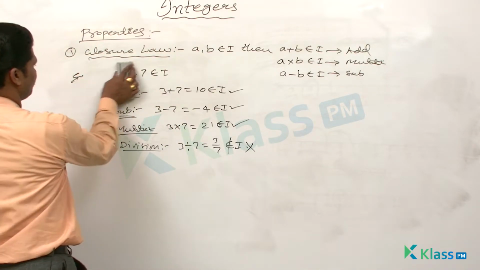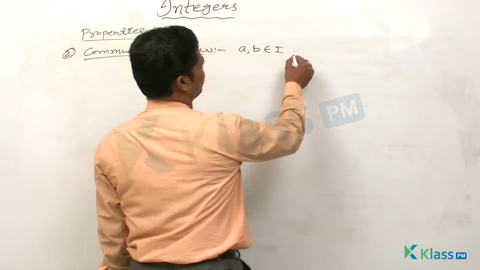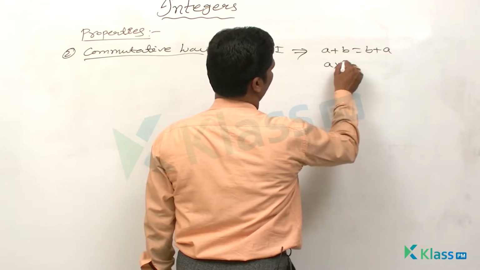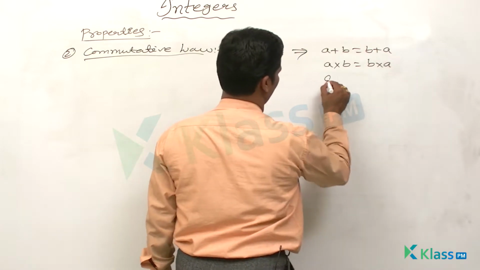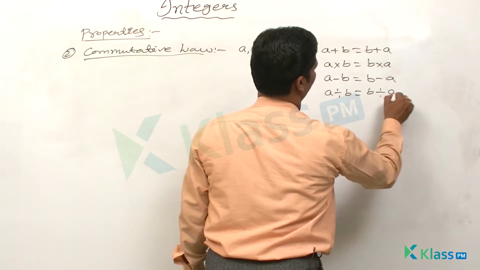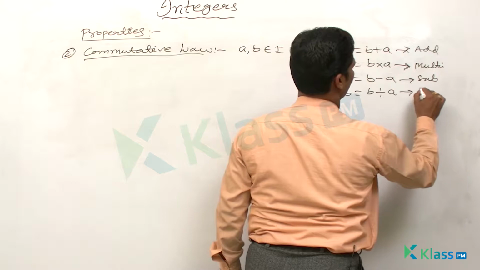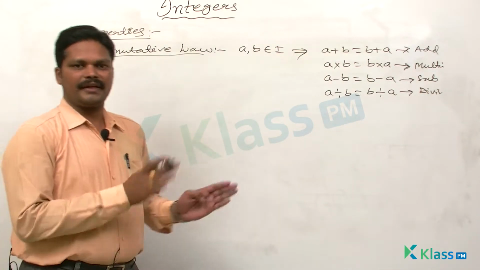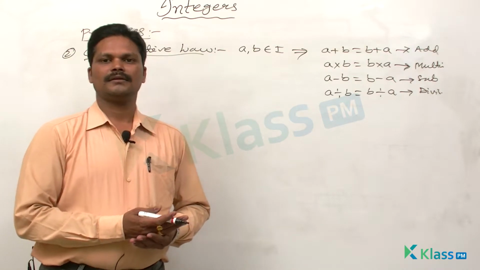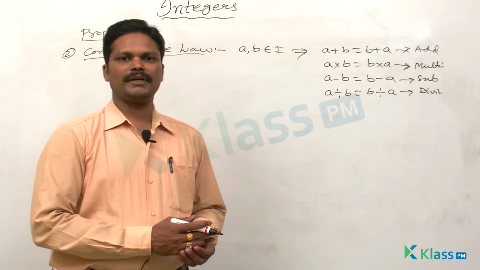Coming to the next property, the second one, the commutative property or law. Here also we are taking only two integers. What we are doing here: a plus b is equal to b plus a, or a into b is equal to b into a, or a minus b is equal to b minus a, and a divided by b is equal to b divided by a. This is for addition, this is for multiplication, this is for subtraction, this is for division. Here also we are taking two integers, but if we reverse them, if we add a to b or b to a, both ways the answer should be the same, then the commutative property is satisfied.